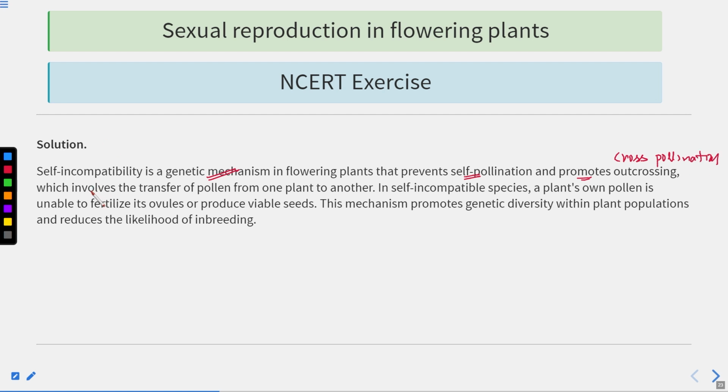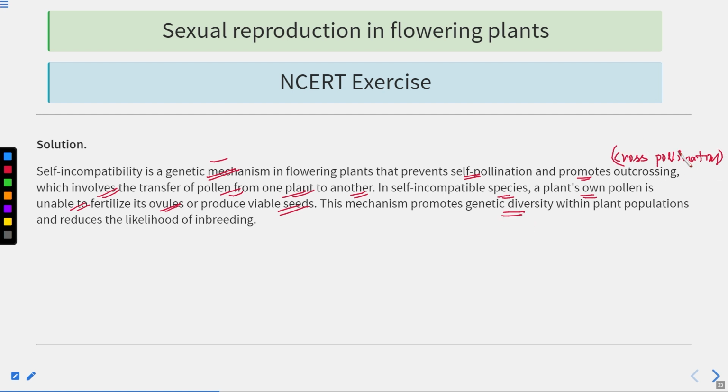What does cross-pollination include? It involves the transfer of pollen from one plant to another plant. Now, in self-incompatible species, a plant's own pollen is unable to fertilize its ovules or produce viable seeds. And this is genetically controlled. This mechanism produces genetic diversity because it is promoting cross-pollination.